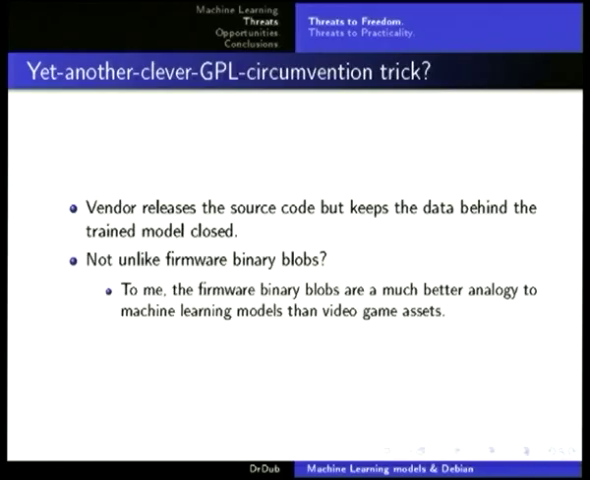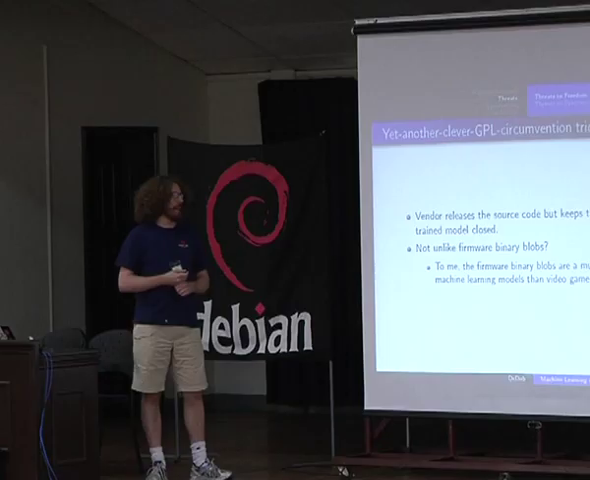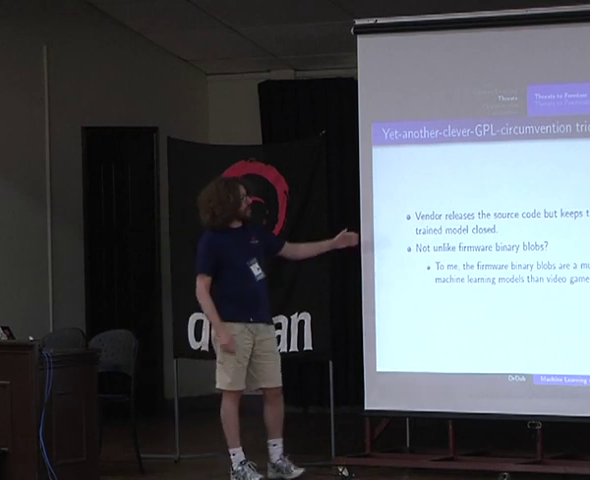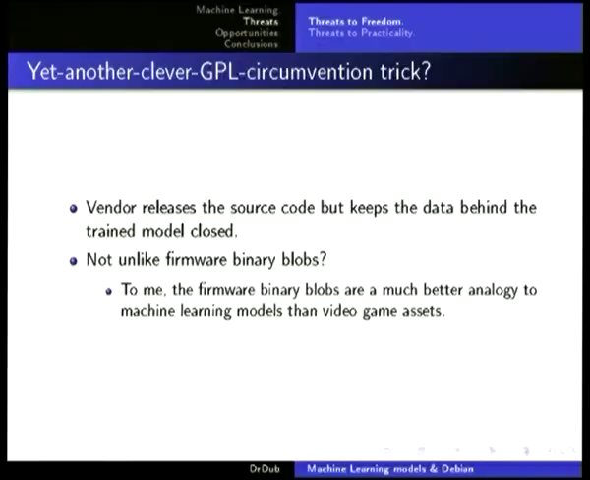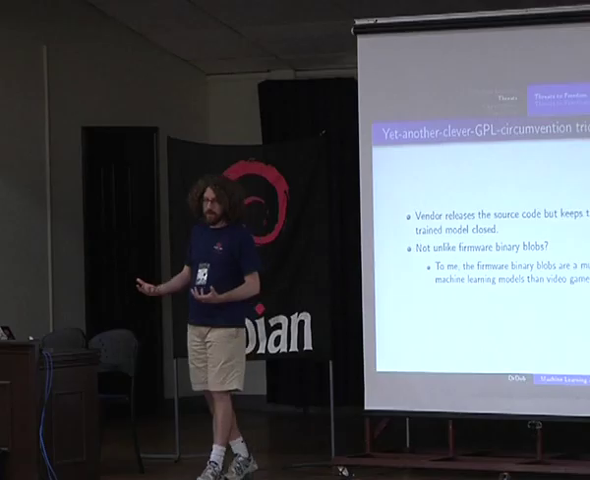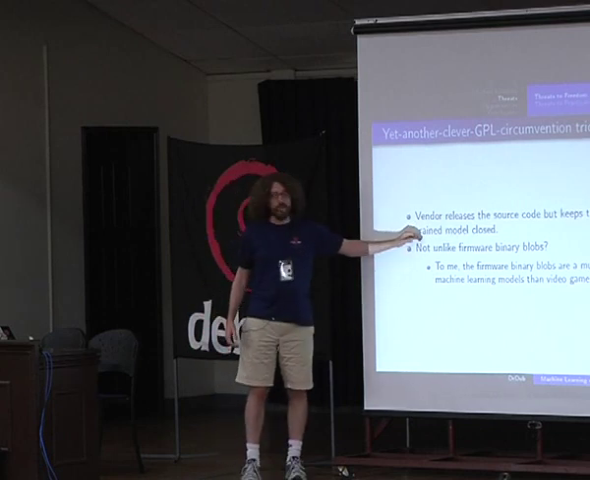And to me, these issues of machine learning are yet another clever GPL circumvention trick. In the last decade, we have seen plenty of smart ways to navigate around the GPL. And in this case, you have the vendor releasing the source code of what at the end of the day ends up being just an interpreter, and keeping the data behind the trained models completely closed.